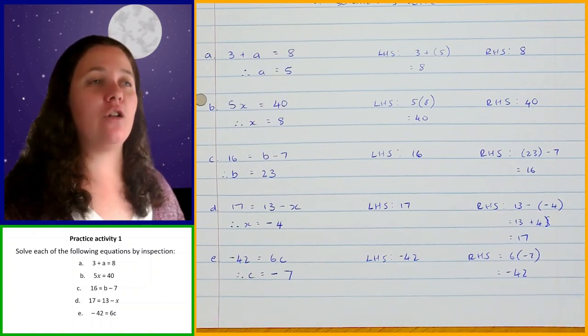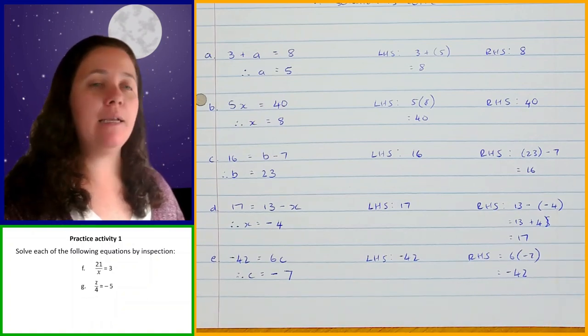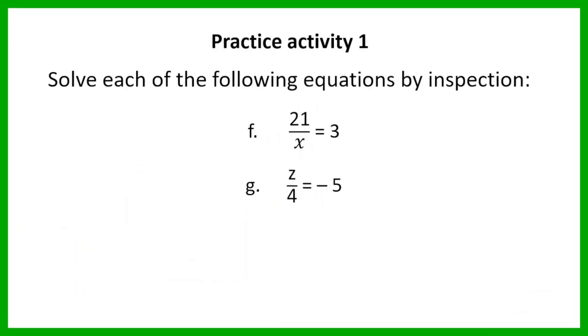Okay, so now you're going to do the last two questions in this practice activity. Now these ones have got fractions. Now remember, a fraction line means division. So this means 21 divided by something must give you 3. And here, something divided by 4 must give you negative 5. So I'm going to give you 1 minute to work on these two questions.